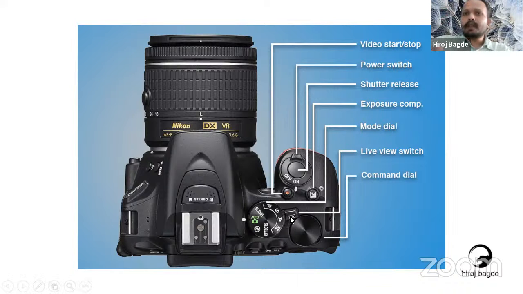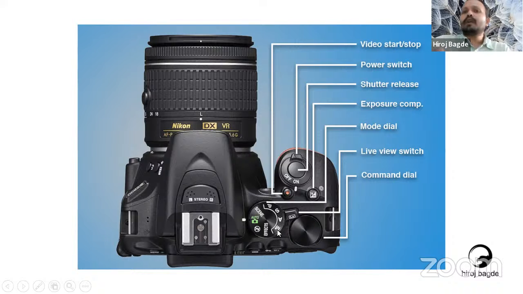Can you see this circle? We have M, A, S, P, scene, auto. We have a flash system which has been stopped off. Then we have effects. So this particular camera is for the Nikon. Canon might have a different dial system, but these parameters are there throughout all the DSLRs.